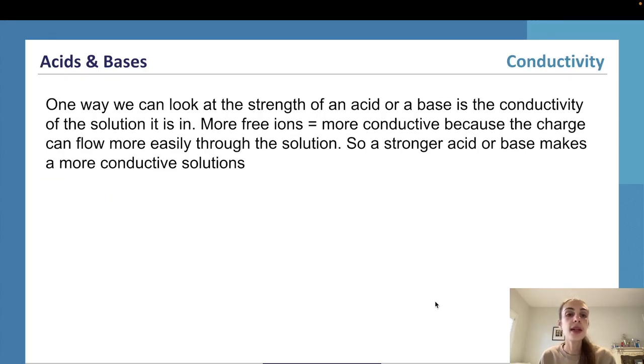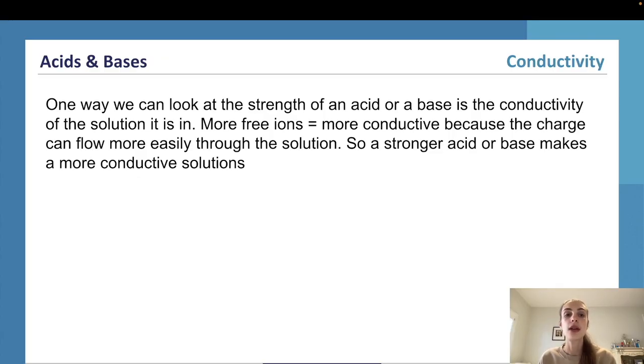And so another way we can consider the strength of an acid or a base is based on its conductivity. So that's going to be the conductivity of the particular solution that it's in. If we have more free ions, it's going to be more conductive because the charge can flow more freely and easily through the solution. Free ions means the dissociation of the acid or base.